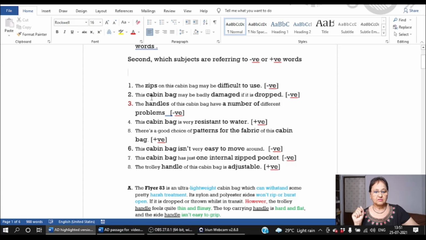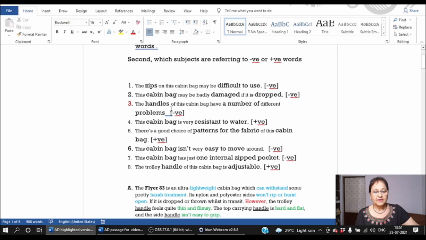Second question: this cabin bag may be badly damaged if it is dropped. So what is the subject here? Cabin bag. And what about the cabin bag? Damaged when dropped. So again, this entire question is a negative.